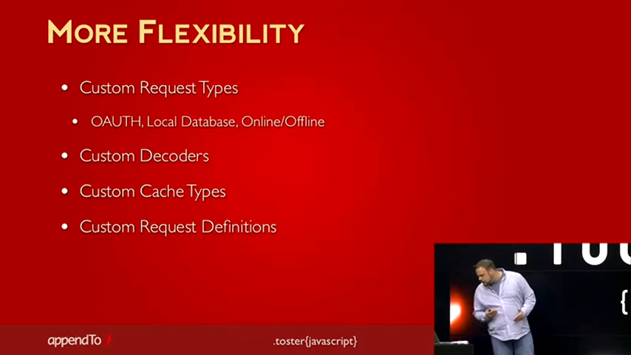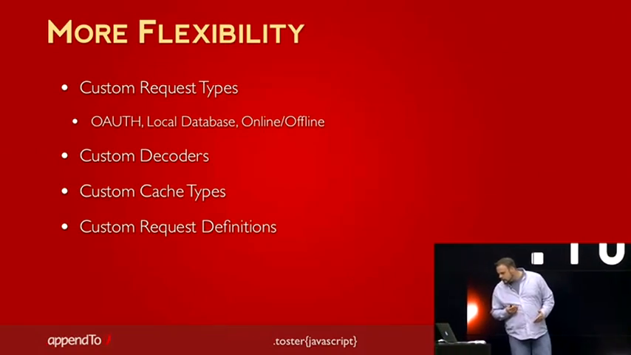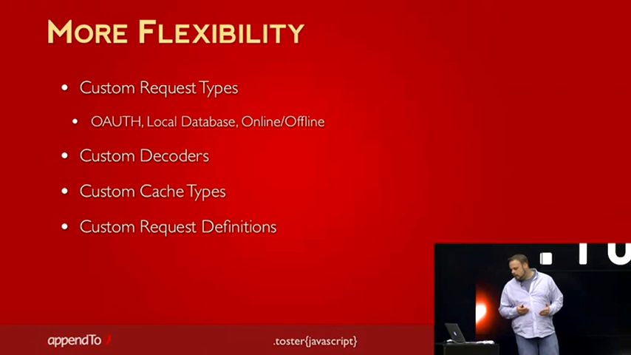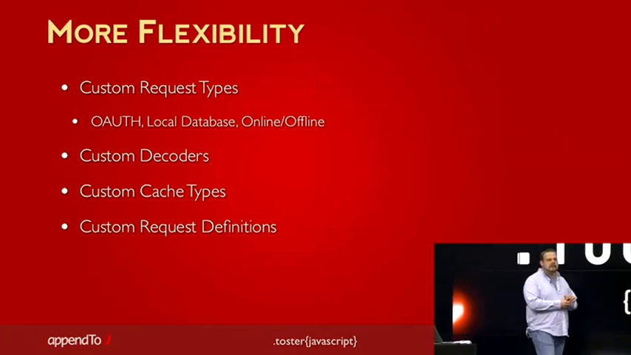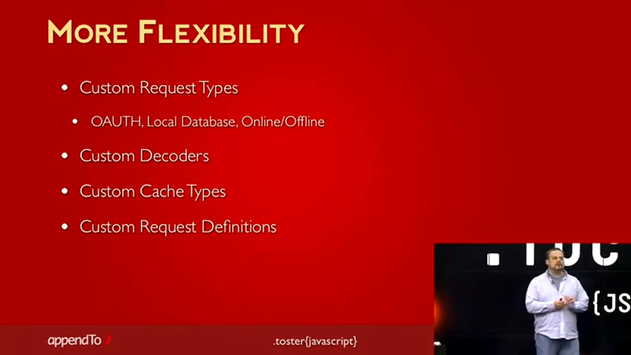Decoders allow you to parse an AJAX response before calling the success or error callback. This allows you to return data marked with a status and read accordingly. This also allows you to manipulate the data any way you want before passing the data along the callback. So basically, before the data gets passed into your success callback, you can do some manipulation to it using a decoder. You can also define custom cache types and custom request definitions. We'll get to that in a second.